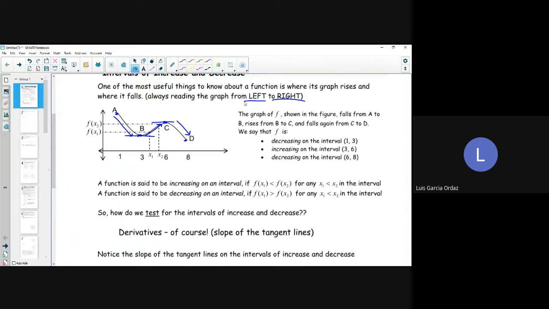A function is said to be increasing on an interval if f of x1 is less than f of x2, for any x1 less than x2 in the interval. A function is said to be decreasing on an interval if f of x1 is greater than f of x2, for any x1 less than x2 in the interval.